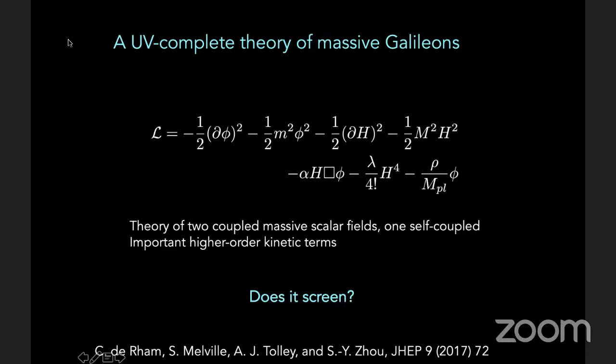So this is Andrew Tolley and other people that produced this theory. And this is a theory of two different scalar fields. One is lighter, one is more massive, and they are coupled. One of them is also self-coupled. And essentially, this extra more massive scalar field is taking away the pesky infinity.